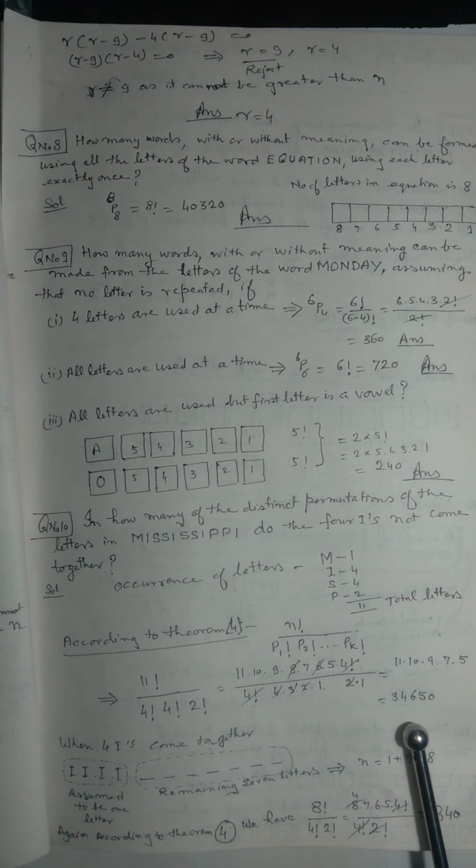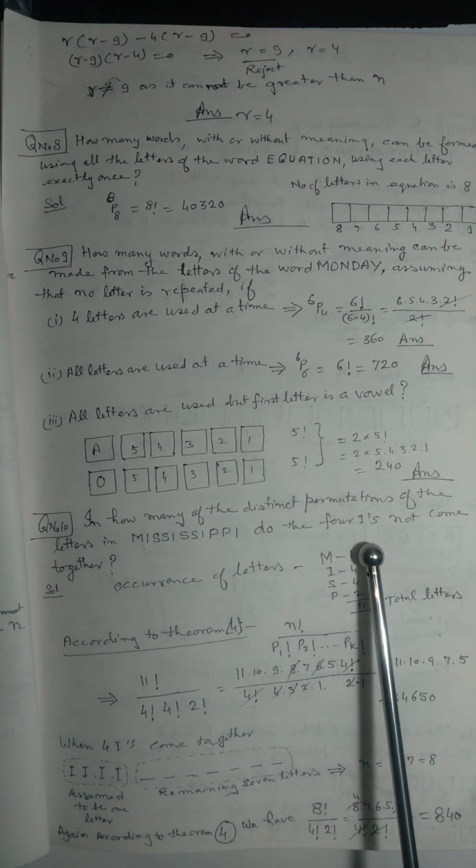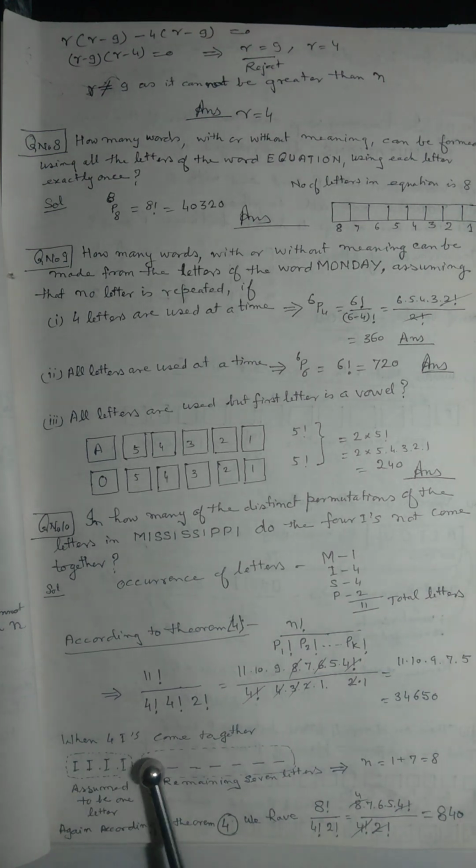34,650. Now we have to find when 4 I's do not come together. First of all, let us find when 4 I's come together.